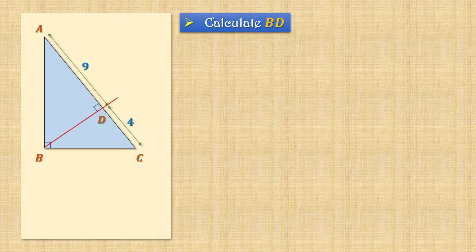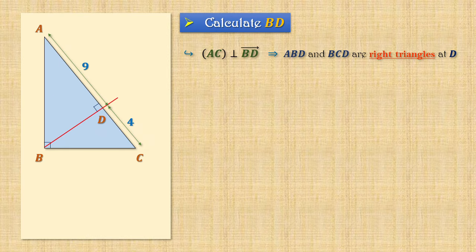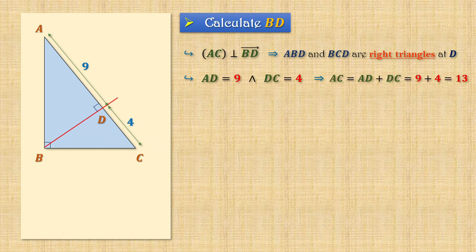Try to solve it before I reveal the answer. Now here is the answer. Since the line AC is perpendicular to the ray BD, then the two triangles ABD and BCD are right triangles at the point D. Besides that, since the length AD is equal to 9, and the length DC is equal to 4, then we can deduce that the length AC is equal to 9 plus 4, which equals 13.